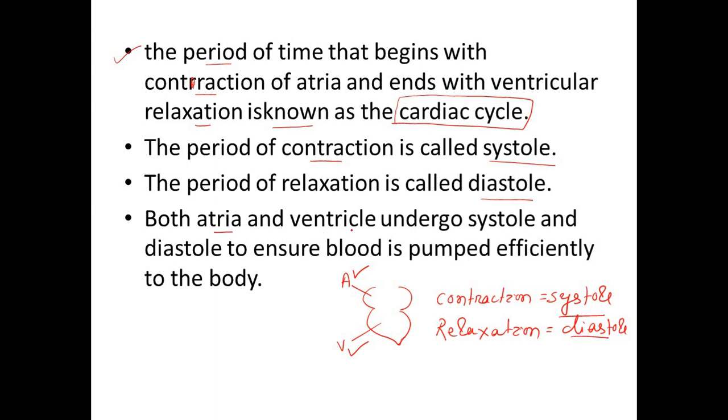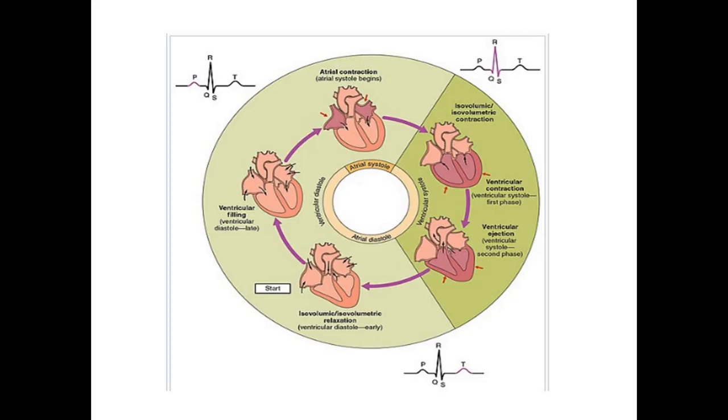Both atria and ventricle undergo systole, that is contraction, and diastole, that is relaxation, to ensure blood is pumped efficiently to the body. We know that the heart is the pumping organ and it is meant for circulation of blood by pumping, and this systole and diastole cycle ensures efficient blood pumping throughout the body. This is the structure of the entire contraction and relaxation. This is phase 1.